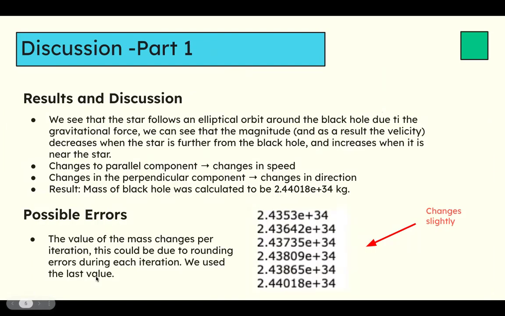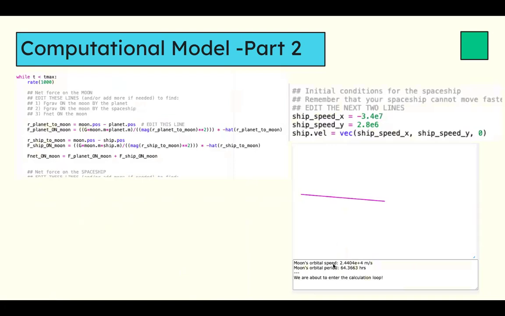But for part 1, we can see that the star follows an elliptical orbit around the black hole due to the gravitational force, and we see the changes in the parallel component, changes in speed. The closer it is to the black hole, the higher its speed, or the magnitude. Some possible errors could be that you see the mass keeps changing when it should be the same. This might be because the G constant keeps getting changed per iteration.